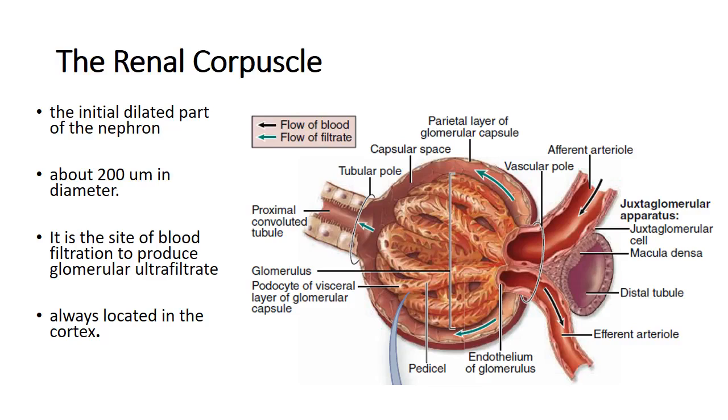The renal corpuscle, as you can see here, is the initial dilated part of the nephron. It's about 200 micrometers in diameter, and it's the site for the initial filtration of plasma to produce the glomerular ultrafiltrate. This structure, the renal corpuscle, is always located within the cortex.